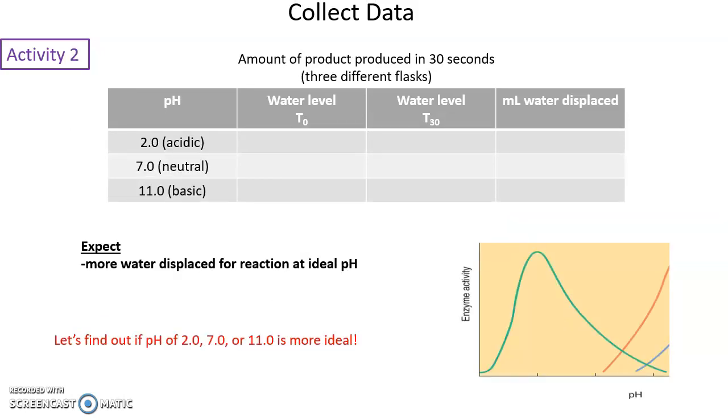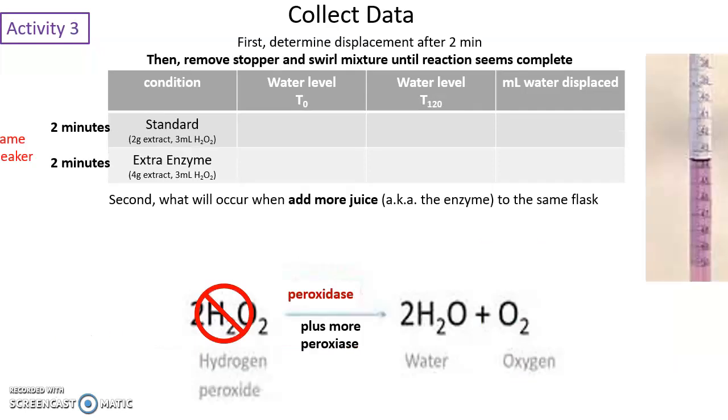pH, again, here we're comparing 3 different pHs. And then the third set of reactions is a little more complicated. What we'll be doing here is the standard reaction, the turnip juice plus hydrogen peroxide, measuring it for, sorry, 2 minutes, 120 seconds, and seeing how much water is displaced.